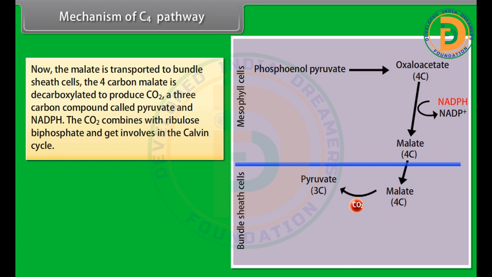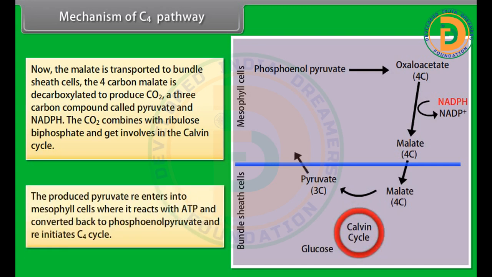The carbon dioxide combines with ribulose bisphosphate and gets involved in the Calvin cycle. The produced pyruvate re-enters the mesophyll cells, where it reacts with ATP and is converted back to phosphoenol pyruvate and re-initiates the C4 cycle. Photorespiration.